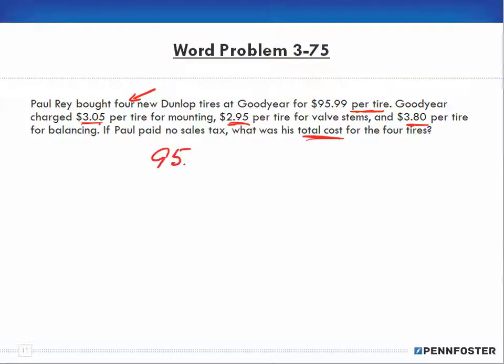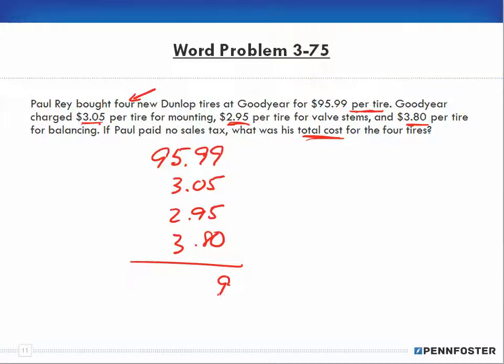So 95.99 for the tire, and then 305 for the mounting, 295 for the valve, 380 for the balancing, and then I'm going to add them all up to get a total cost. Whatever that is, I'm going to multiply it by 4 for 4 tires. So that's 19, that's 10, 27, carry my 2, that's 10, 15. So the per tire cost is $105.79. And I want 4 of them, so I'm going to multiply by 4.